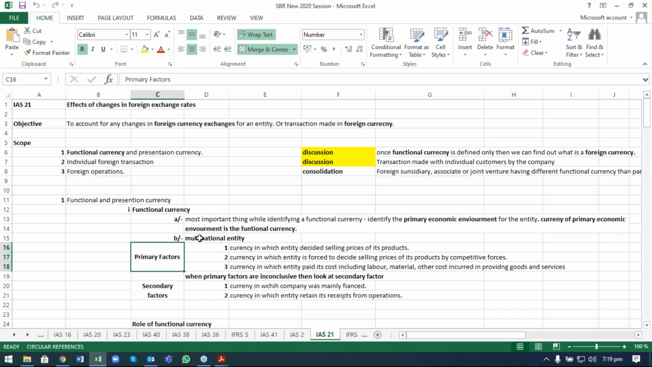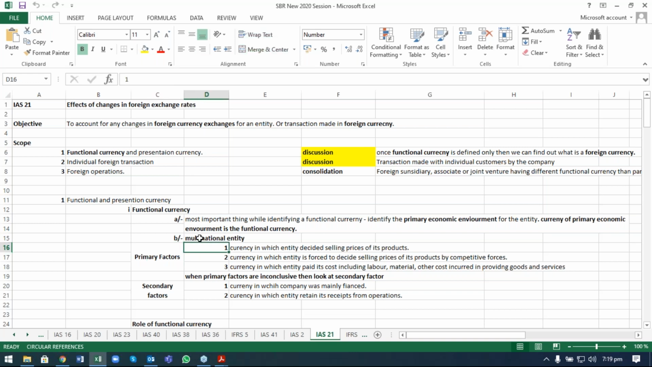So it's very important to identify the functional currency. Any transaction done by the company should be translated into functional currency, and only then can it be recorded into the books of accounts. Before translation, it can never be recorded. So we're looking into the primary factors.